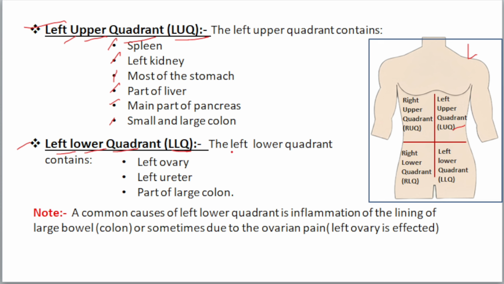Then left lower quadrant or LLQ, L for left, L for lower and Q for quadrant. It is placed on the left side of the median plane and below the transumbilical plane. And it contains the left ovary, left ureter, and part of the large colon. A common cause of left lower quadrant pain is inflammation of the lining of the large bowel or colon, or sometimes ovarian pain when the left ovary is affected.